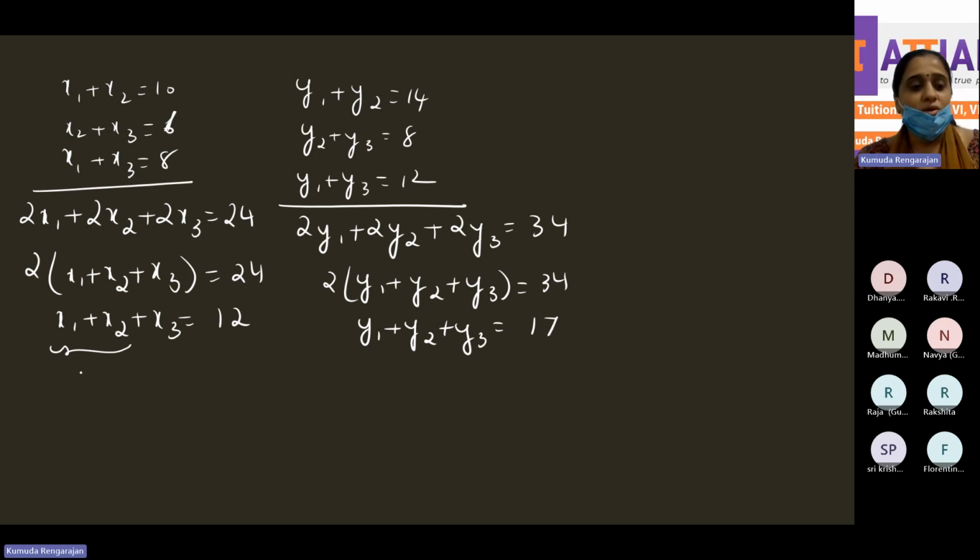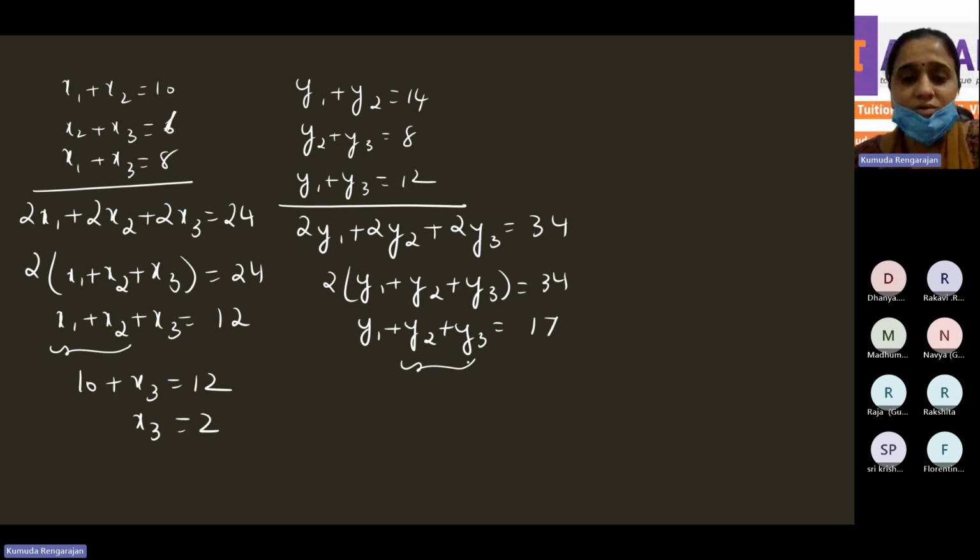Now substitute. What is x1 plus x2? 10. So 10 plus x3 is equal to 12. So what is x3 then? 2. You can substitute anything. Not that you should substitute only for x1 plus x2. You also know x2 plus x3 is 6, right? So you can substitute that also, and then you will get x1, anything.